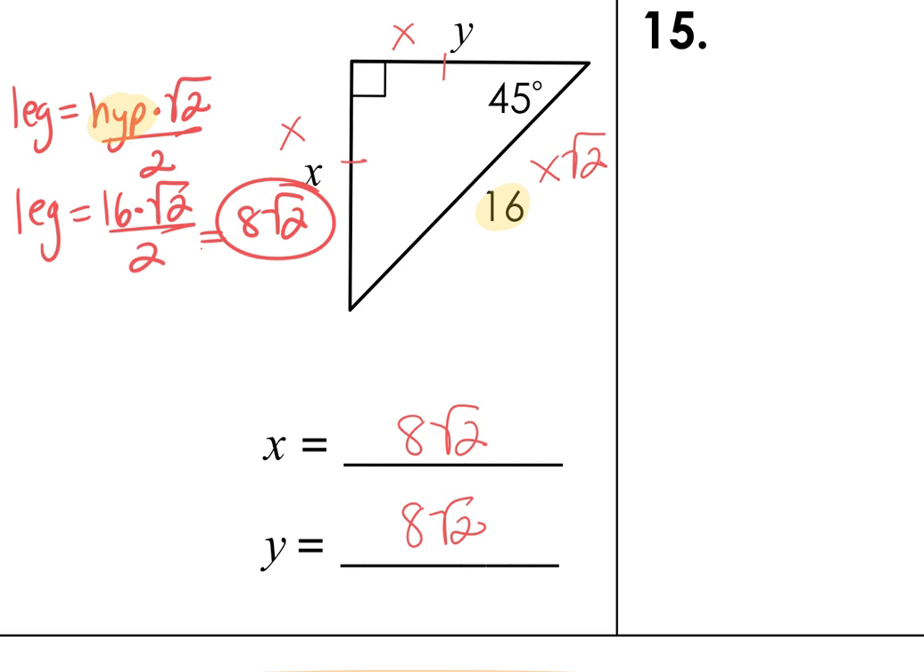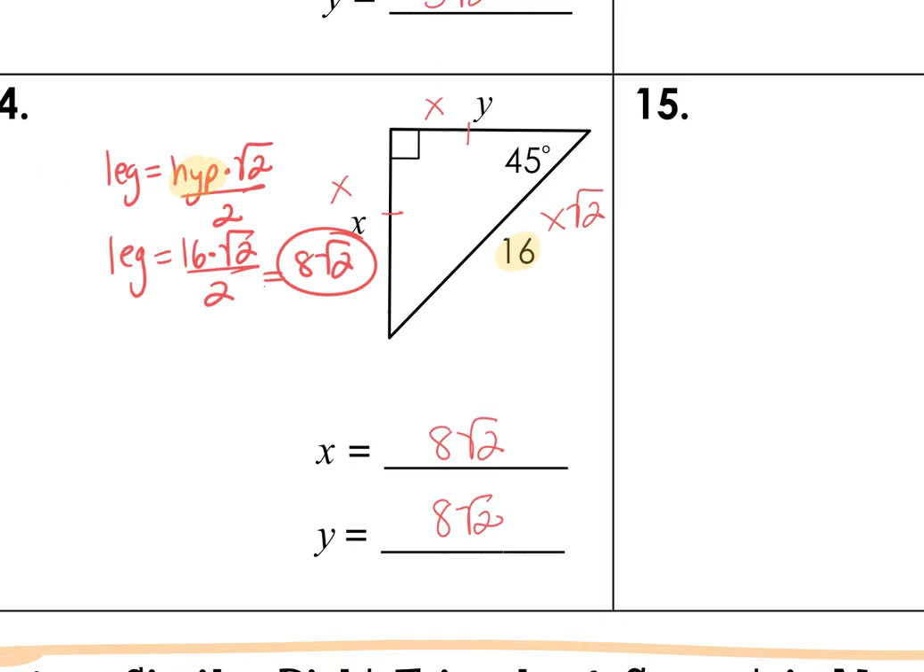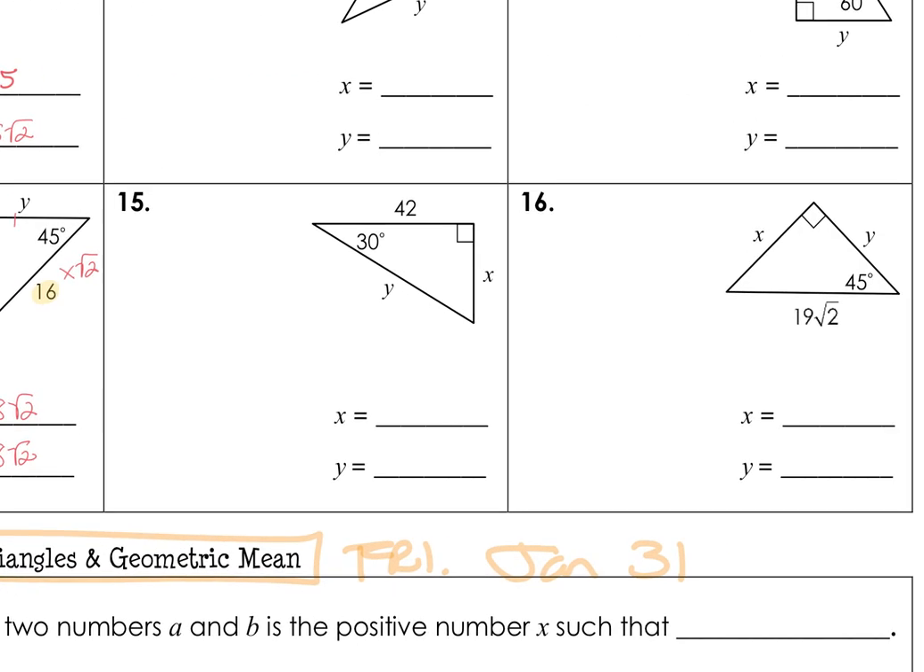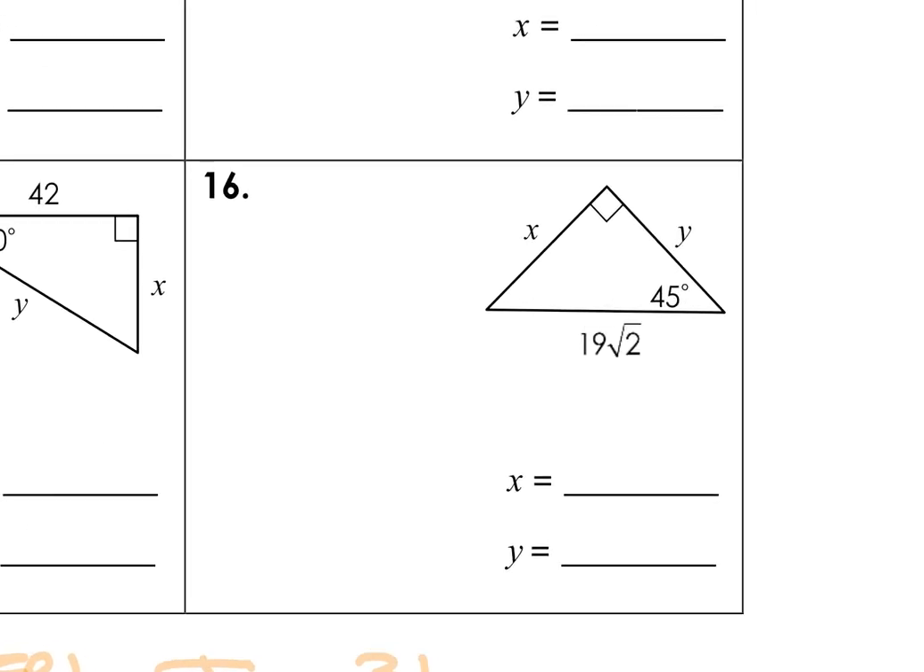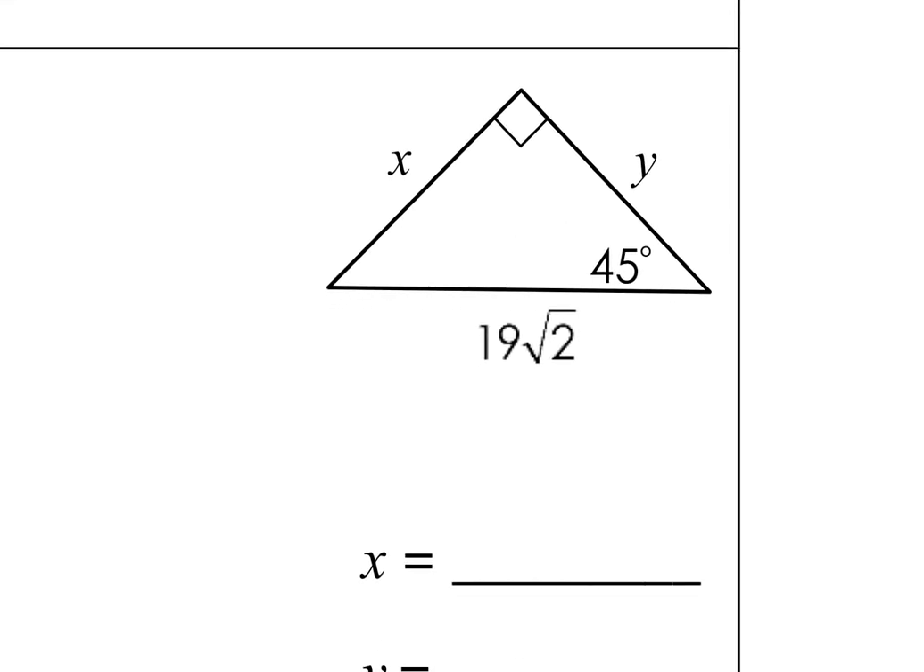Okay. Last one that we're going to take a look at is number 16. That's the last 45, 45, 90. Okay, over here, I'm going to label my sides. So in my 45, 45, 90, I know that those legs are x and x, and I know the hypotenuse is x square root of 2.